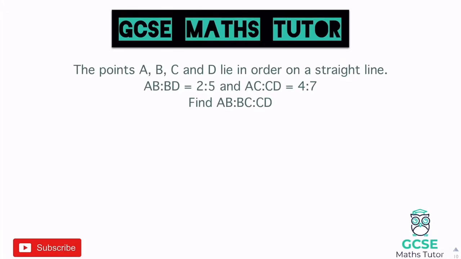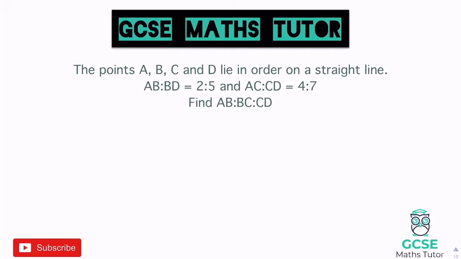Okay, so this question here looks like a 3-part ratio. We've got the points A, B, C and D in order on a straight line. We've got A to B, B to D is 2 to 5, A to C, C to D is 4 to 7. And we want to find the ratio A to B, B to C, C to D. So it looks like, and it is going to be a 3-part ratio the way we look at it, but it looks like we're going to have to try and find some sort of crossover.